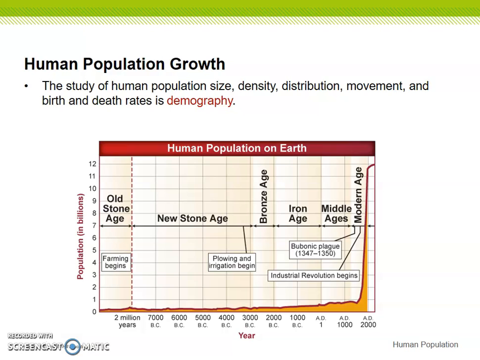Here we have a chart or a graph showing the human population over time. The study of the human population size, density, distribution, movement, and birth and death rates is called demography. You'll notice, based on this graph, the population of humans has increased rapidly, starting with the Industrial Revolution. Before that, we had a very slow, gradual increase from less than about 500 million people to about 1 billion at 1000 AD. But once the Industrial Revolution began, our population exploded.